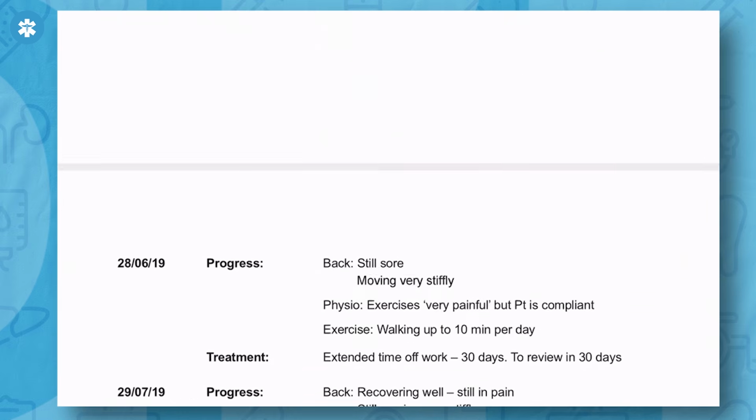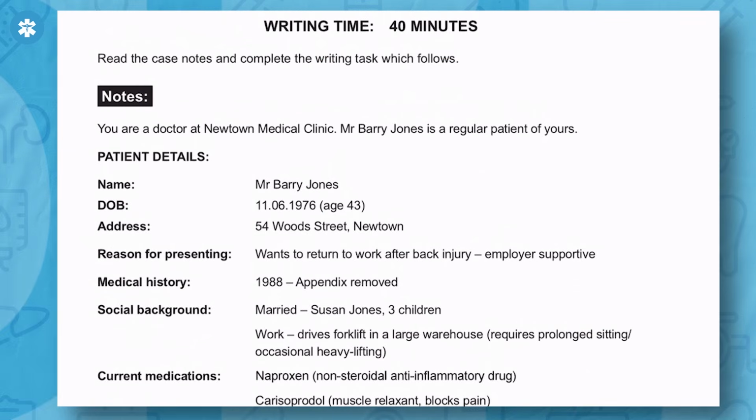Back at the start of the case notes, you will find the 3rd piece of information. What is your role in this patient's care? So we can see that Mr. Barry Jones is a regular patient of yours. Although you might not have practiced writing a letter to an occupational therapist before, this isn't something which needs to concern you. The approach in each case is the same: to think about the reason for writing to the reader and selecting information which will enable them to continue caring for this patient as per your request.